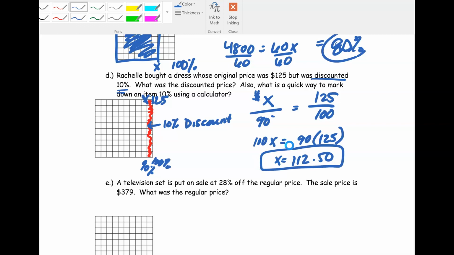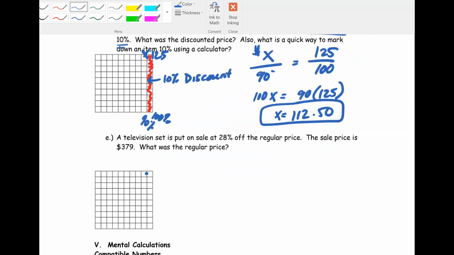$112.50. So the great thing about the picture for this one is we can really visualize the discount, and that can help us get the 90. If we didn't have the picture, we could still do it, but we wouldn't have that visual there.